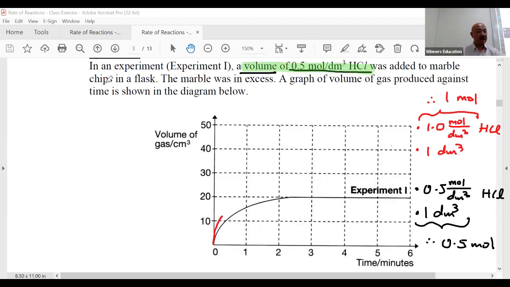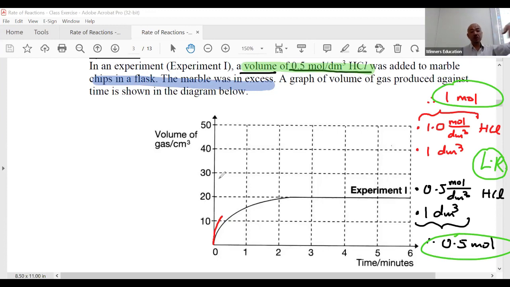Because the marble is in excess. And when the mole of limiting reactant increases, the mole also increases. Mole of what? Or the volume of the gas increases. You double the mole of the limiting reactant, so your product will also double. I know it's in the 40 cm cube line. Make sense, everyone? For a start.